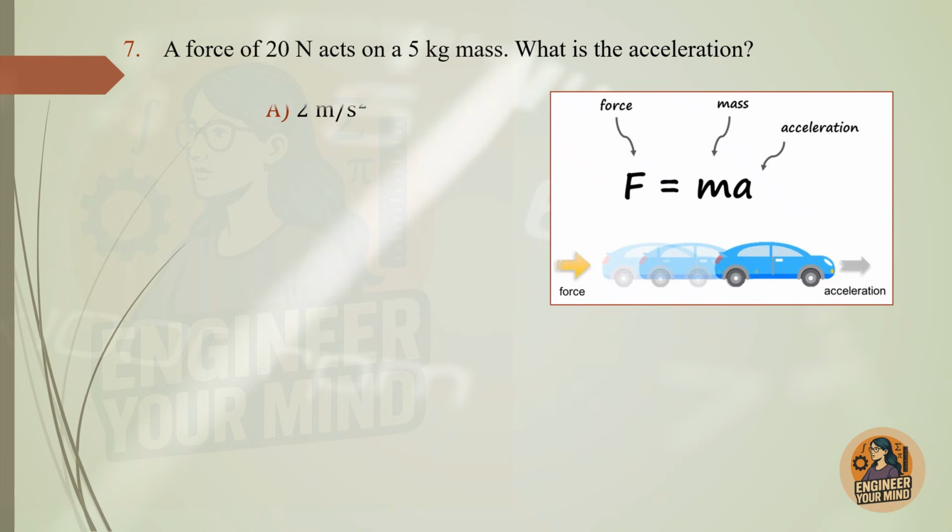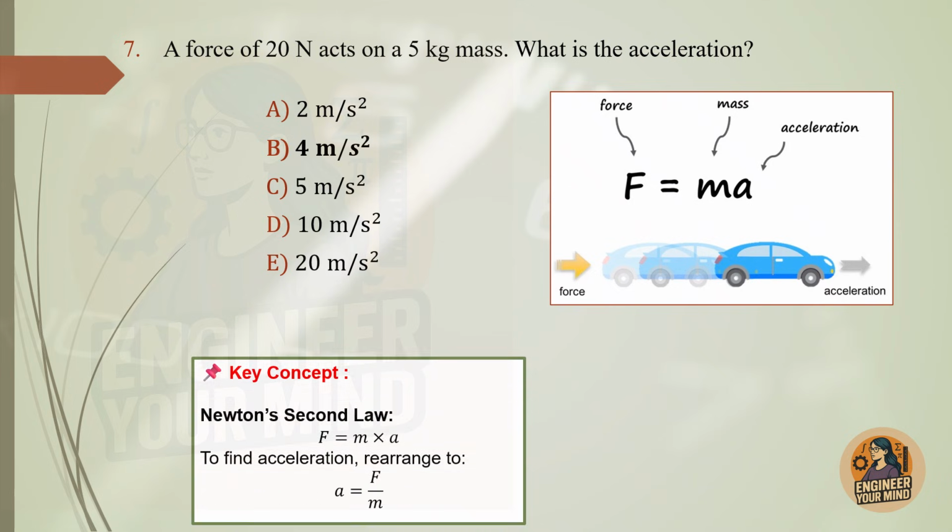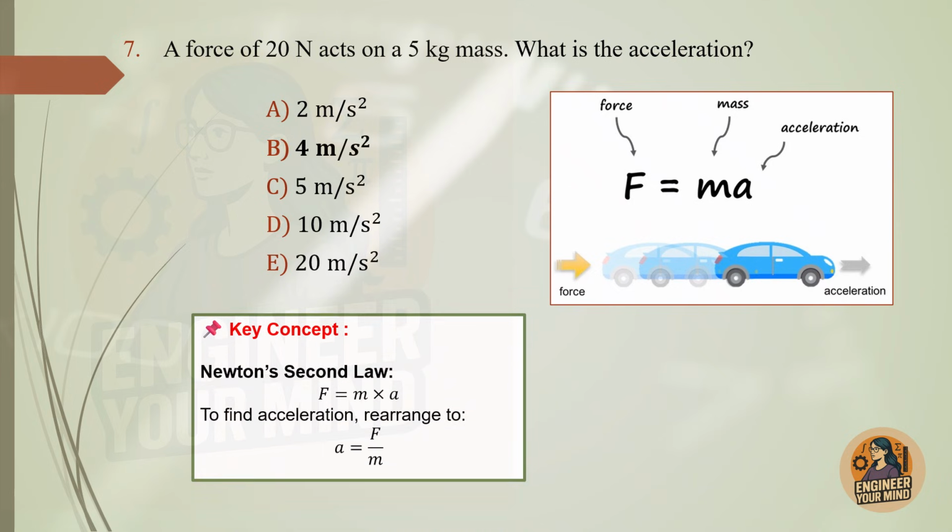Let's solve this physics question step by step. A force of 20 newtons acts on a 5 kilogram mass. We are asked to find the acceleration. Step 1. Recall Newton's second law. Newton's second law states that force equals mass times acceleration, or F equals m times a. To find the acceleration, we rearrange the formula. a equals F over m, where F is the force, m is the mass, and a is the acceleration.